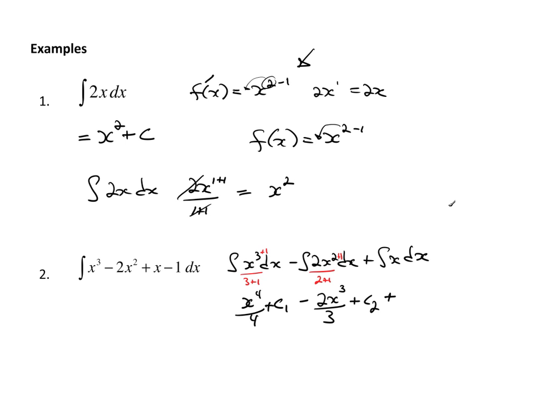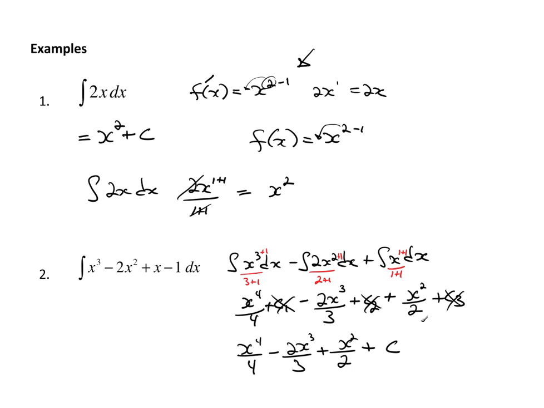Plus the exact same thing here. This is x to the first, so I'm going to add 1 and divide by that amount, which will give me x squared over 2 plus c3. Now all these c's are constants, so I'm going to simply write this as x to the 4th over 4 minus 2x cubed over 3 plus x squared over 2 plus c, because I took all these constants, combined them together, and said, hey, it's just a constant. So there they are. In reality, if I work through this, I probably will not even bother writing all these constants because I know it's going to come all together right there.